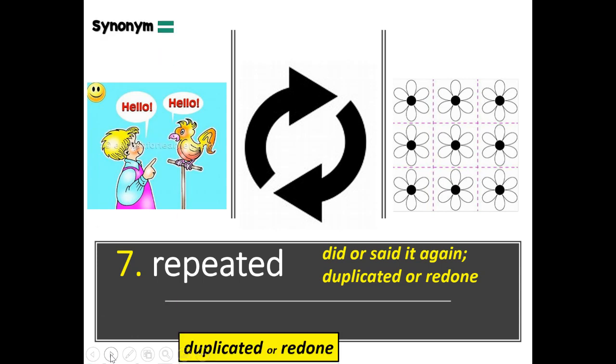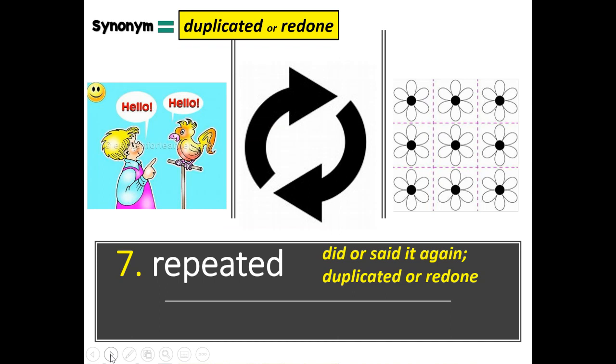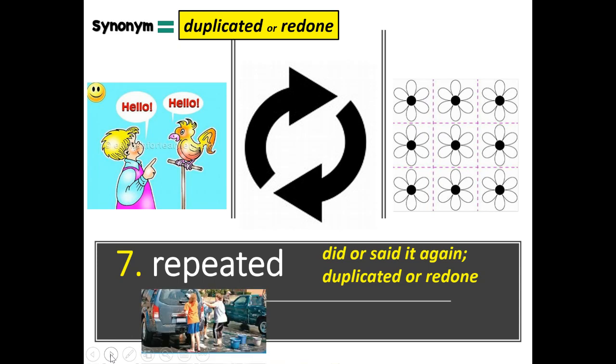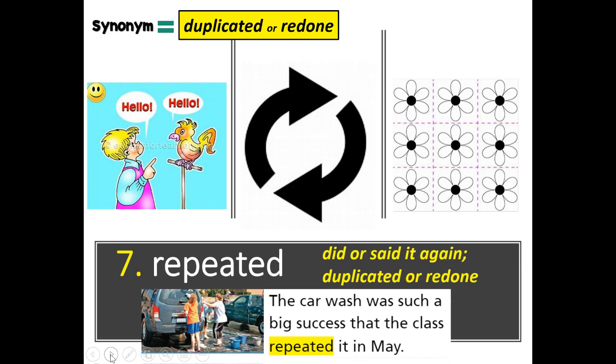So a synonym for repeated could be duplicated. Duplicated is one synonym, or you could write redone is another. Repeated is also known to be duplicated or redone. Duplicate means to repeat or make a copy. The car wash was such a big success that the class repeated it in May. You could also say the car wash was such a big success that the class duplicated it in May or redid it in May.